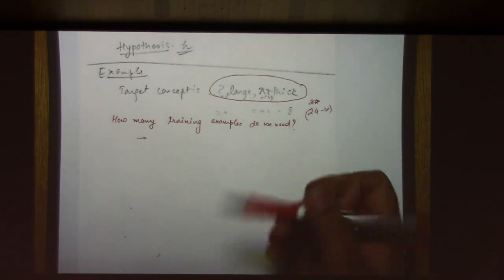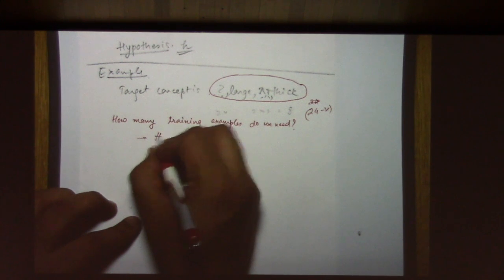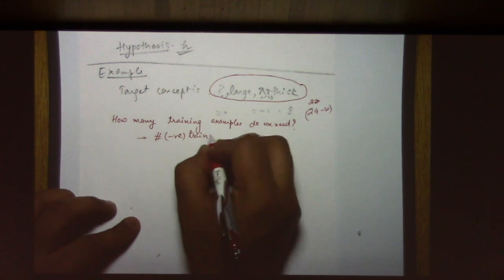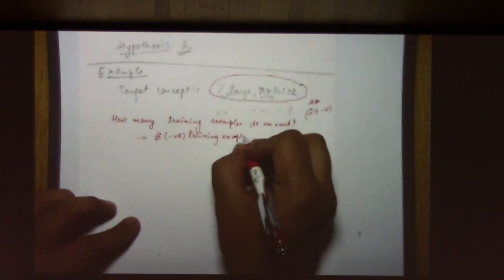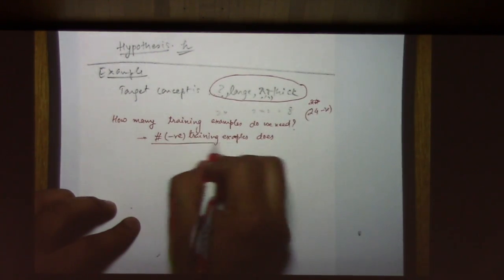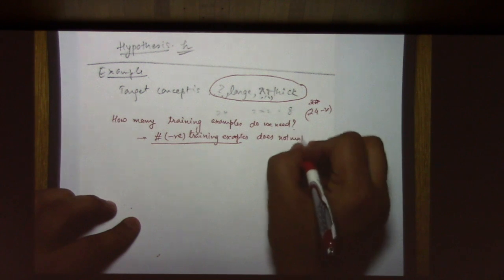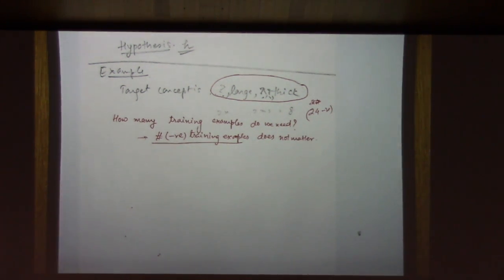So one thing we note is that the number of negative training examples does not matter, because the algorithm does not look at those examples anyway. But now it comes to how many positive examples you need. The answer is that you don't know. You could actually learn this with maybe two positive examples, and that's it.